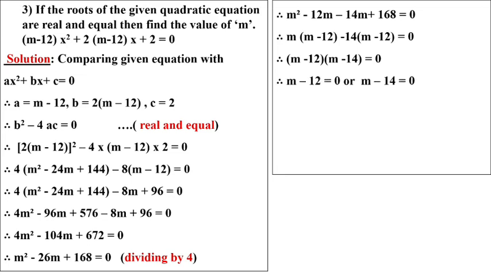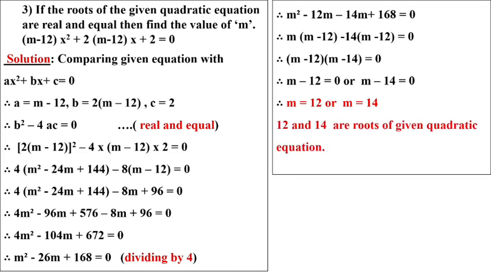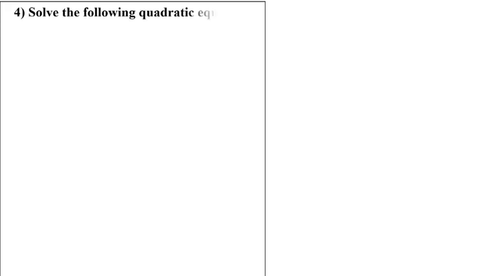So m minus 12 equal to 0 and m minus 14 equal to 0. So minus number becomes plus. It means positive number. So here m equal to 12 and m equal to 14. So 12 and 14 are the values of m for the given quadratic equation. Understood? Now the fourth one is to solve the following quadratic equation: 1 upon (4 minus p) minus 1 upon (2 plus p) equal to 1 upon 4. It is a very important question, student.